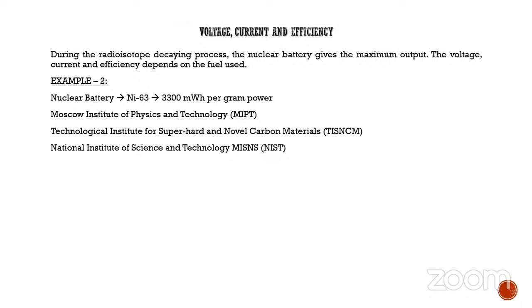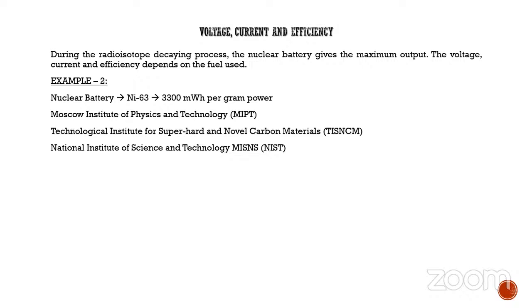Now coming to the voltage, current and efficiency of a nuclear generator. Nuclear batteries basically use the radioisotope decaying process to produce energy for our needs, and the lifetime of a normal nuclear battery is around 10 to 20 years. That's for a normal nuclear battery, but it also depends on the fuel or the material that we are using. Sometimes it can go up to 50, 100, 400, 500 or even thousands of years. It depends on the material and the life it has.